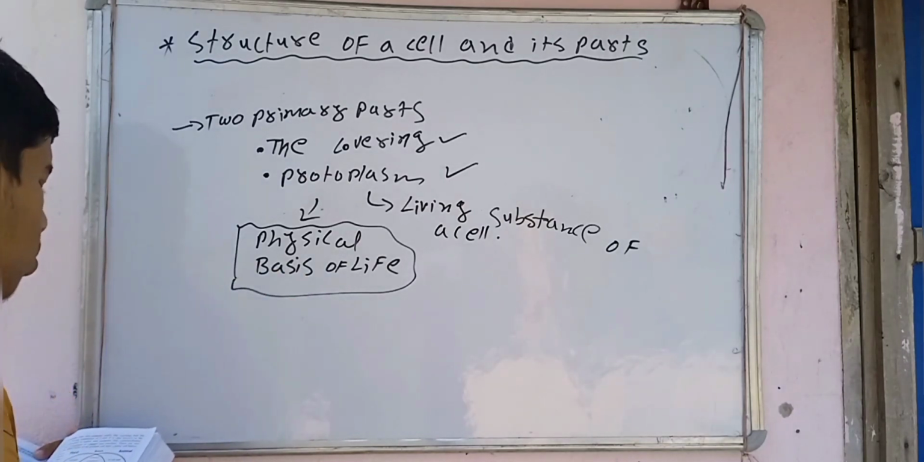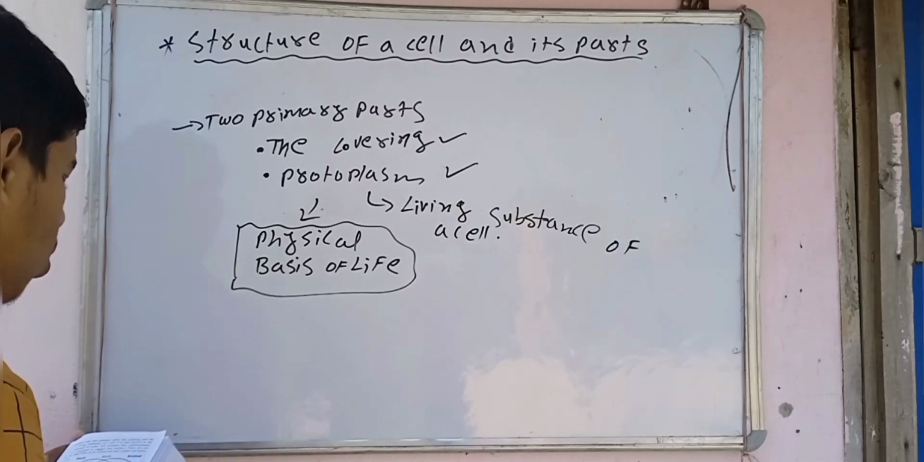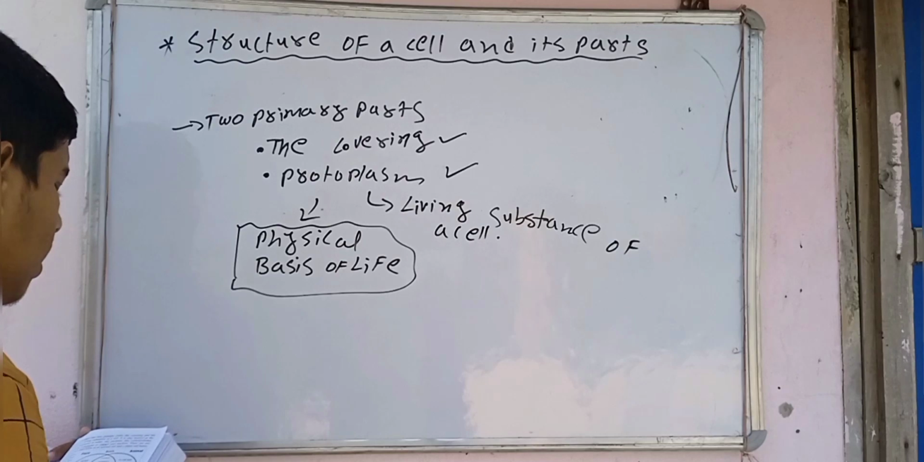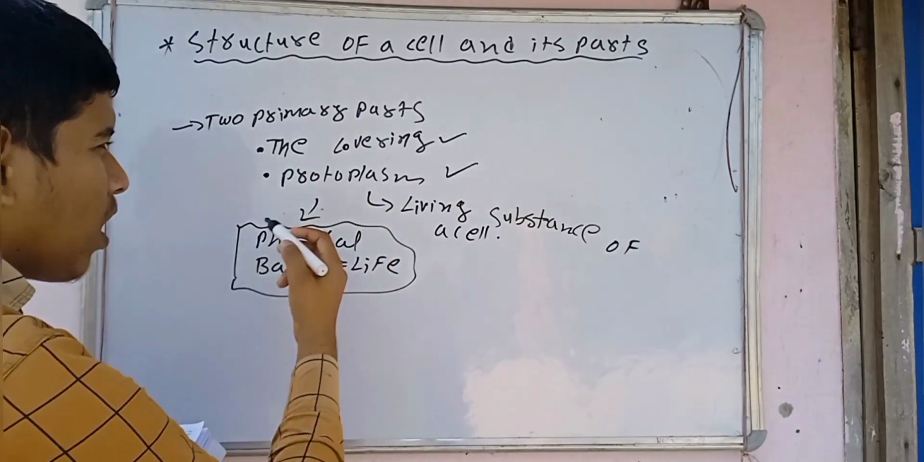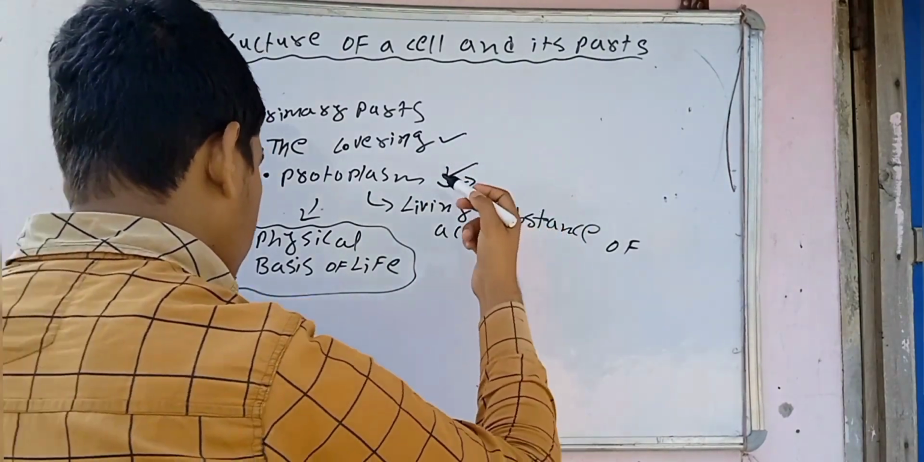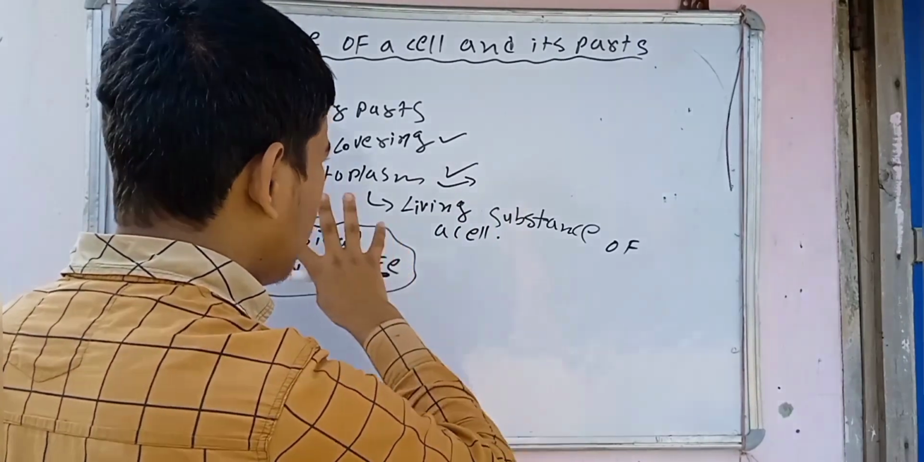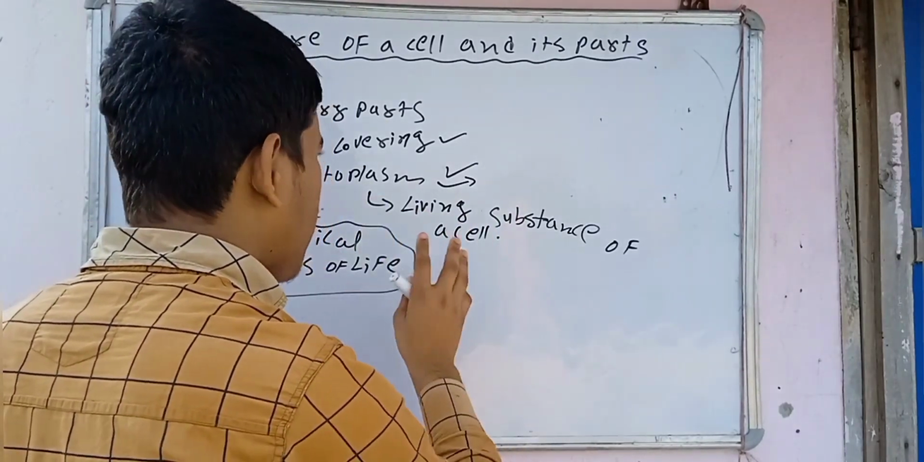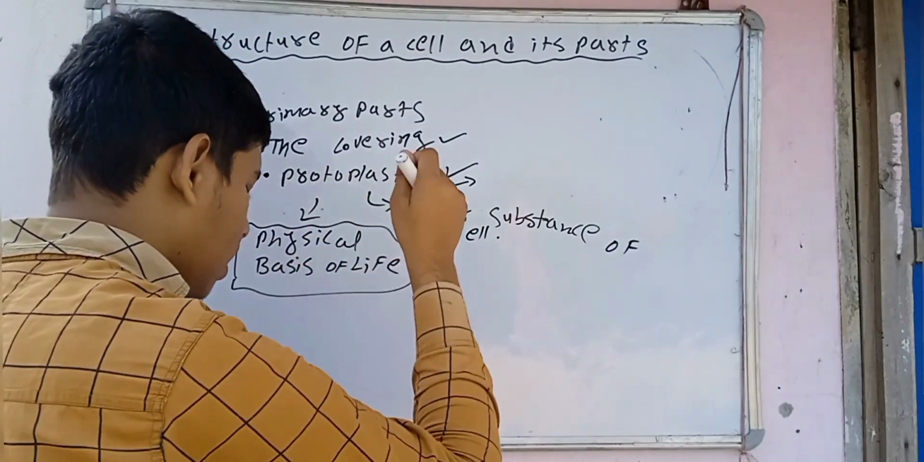It is composed of water, salt, protein, fats, carbohydrates, etc. So in protoplasm, water is found, salt is found, protein, fat, and carbohydrate. So protoplasm is composed of these things.